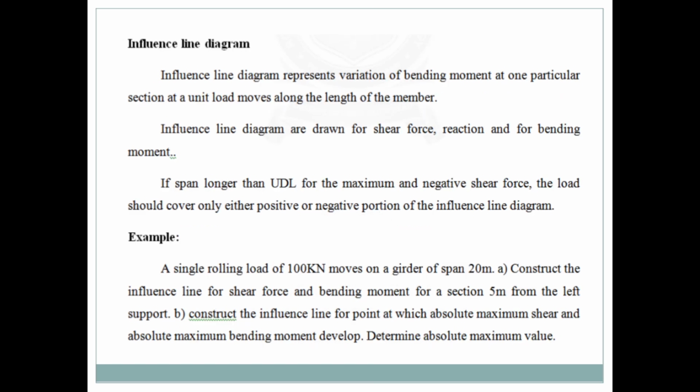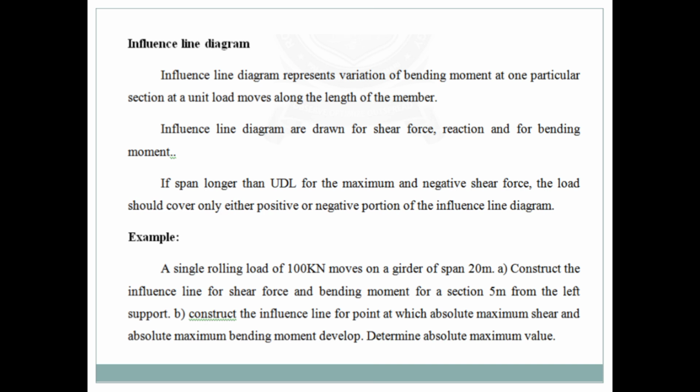Next, the influence line diagram. An influence line diagram represents the variation of bending moment at one particular section as a unit load moves along the length of the member. Influence line diagrams are drawn for shear force, reaction, and bending moment. If the UDL is longer than the span, then for the maximum positive or negative shear force, the load should cover only either the positive or the negative portion of the influence line diagram.